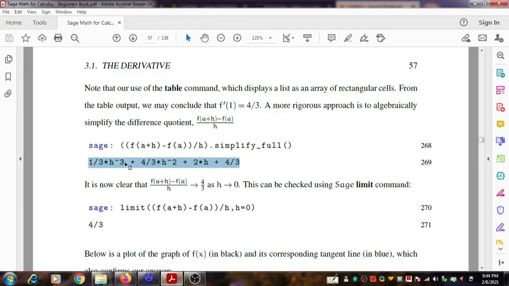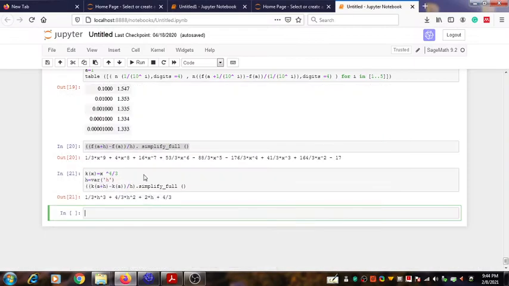When I took the output, I got the expected output. We can compare it with the one given in the manual: 1 by 3 into h cubed plus 4 by 3 into h square plus 2h plus 4 by 3. The same expression we got. Thus, we have successfully completed that step.